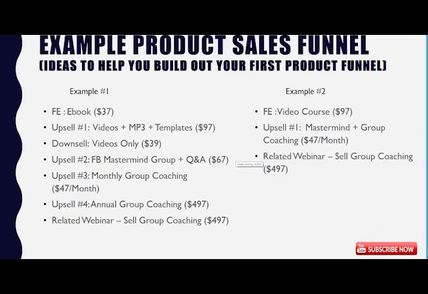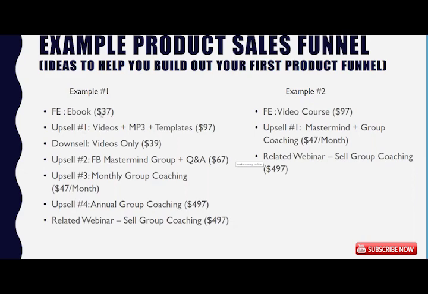Example number 1 is going to be your front-end ebook. Upsell number 1 could be a video with MP3s and templates. Then you do a downsell for videos only, a Facebook mastermind group, a monthly group coaching session, annual group coaching, and then a related webinar where you sell to them. This is a perfect example of a funnel.